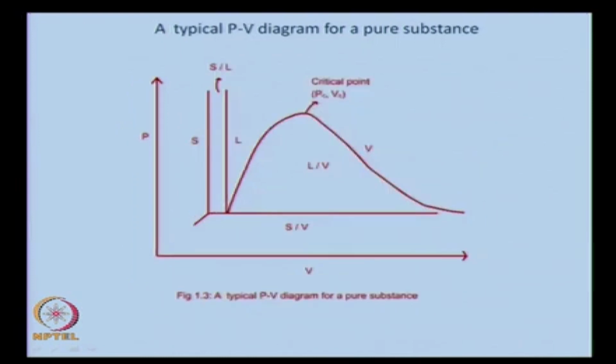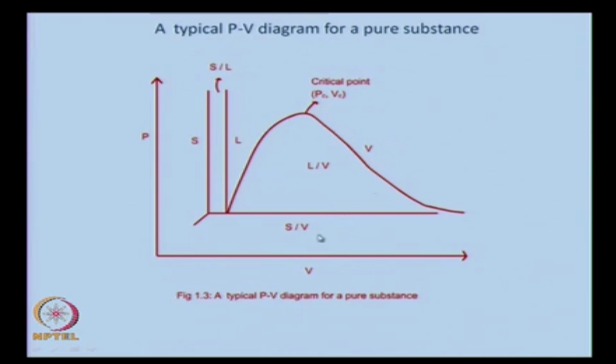Next, let us look at a typical PV diagram, a diagram between pressure and specific volume for a pure substance. As earlier, P is given on the y axis, V specific volume on the x axis. In this region of specific volumes and pressures, solid exists. In this region of specific volume and pressure, liquid exists, and in this region of specific volumes and pressures, vapor exists.